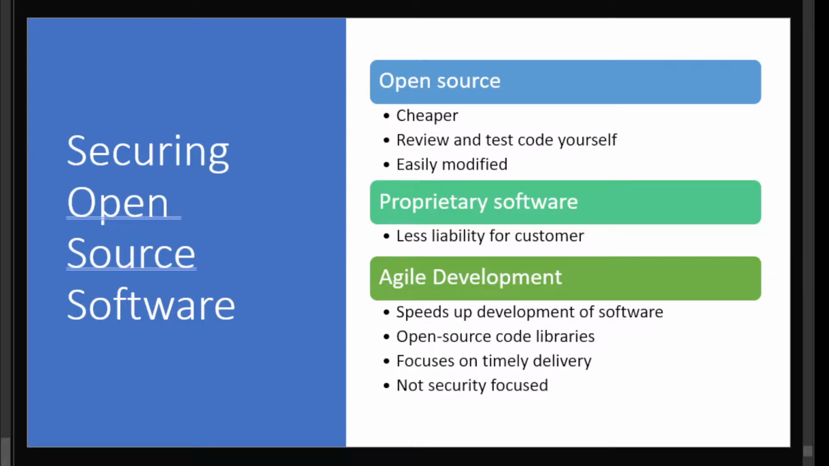As far as agile development, it's an important concept now because it's being adopted quite a bit. Agile development speeds up the development of software. It's a framework that was designed to do this. They use a lot of open source code libraries, focus on timely delivery, but definitely not security focused. It's difficult for security professionals to keep up in an agile development model, but it is possible.